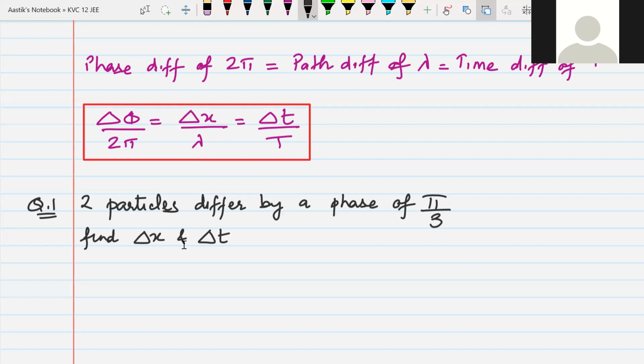Anyone with an answer? Delta x is equal to lambda by 6. What about the time difference? You have to tell me both things, time difference and path difference. Delta t is equal to T by 6. That is correct. The path difference is lambda by 6 and the time difference is T by 6. What about the others? We have got the answers. Anyone?